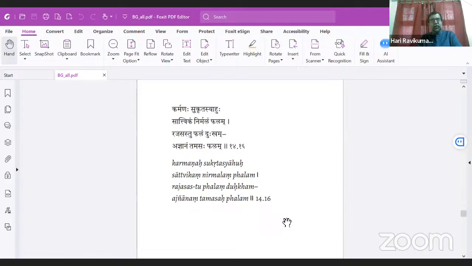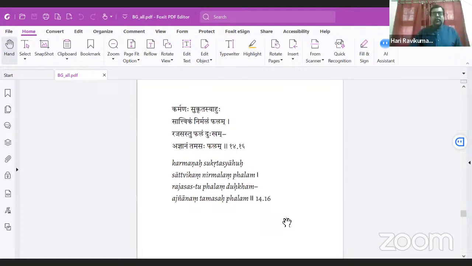Karmanah sukritasyahu satvikam nirmalam phalam. Rajasastu phalam dukkham. Ajnanam tamasah phalam.